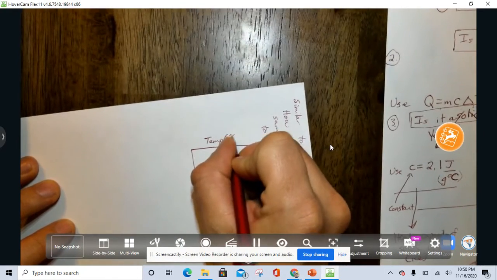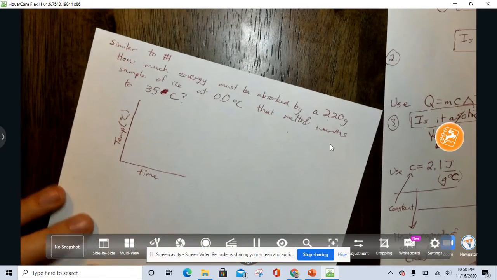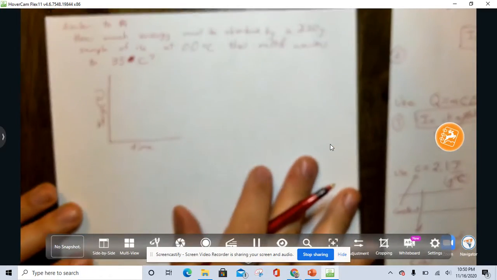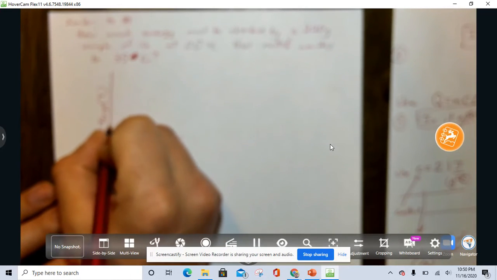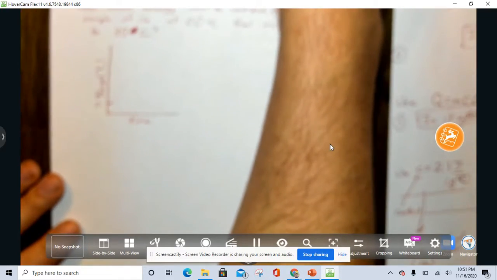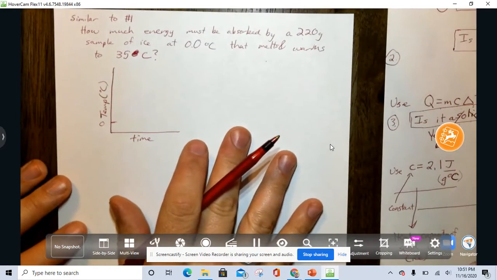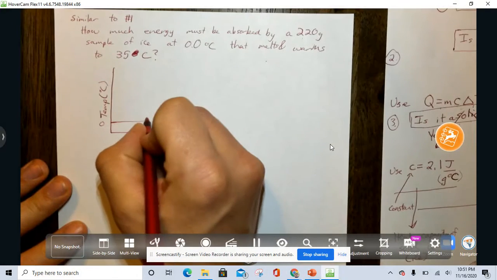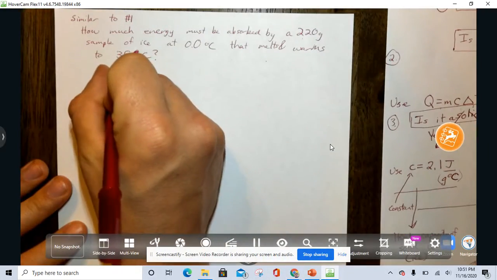Temp, Celsius, time. So we're starting at 0 and it has to melt. So that means we're going to start at 0. And then it needs to take some time to melt. Then it's going to go up to 35 degrees.